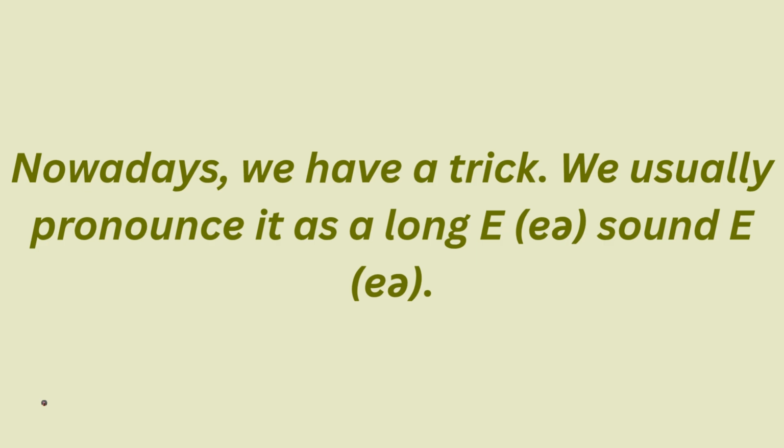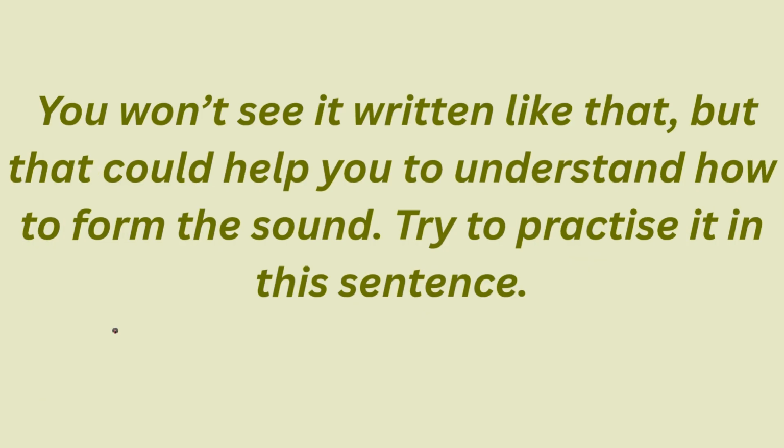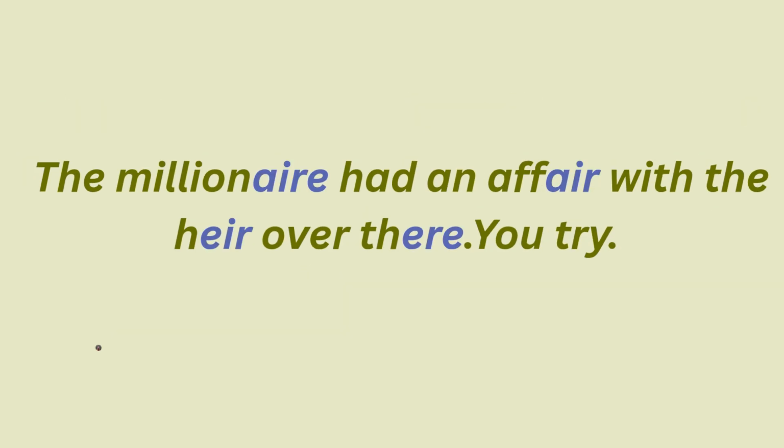Nowadays, we have a trick. We usually pronounce it as a long eh sound. You won't see it written like that, but that could help you to understand how to form the sound. Try to practice it in this sentence. The millionaire had an affair with the heir of the. You try.